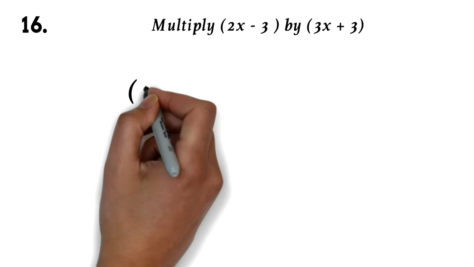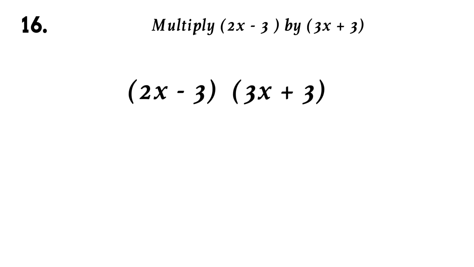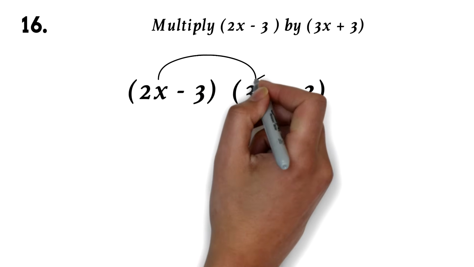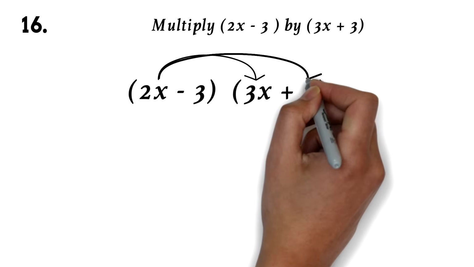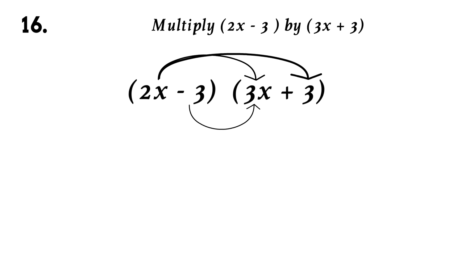Question 16. We are multiplying the polynomial 2x minus 3 by the polynomial 3x plus 3. You have to multiply each term in the second polynomial by the terms in the first polynomial. So the 2x will multiply the 3x. Then it will multiply the 3. Next, the negative 3 will multiply the 3x and then the 3. Please note that when you have a minus, you will use it as the sign of the number following it when multiplying. That's why we have negative 3.